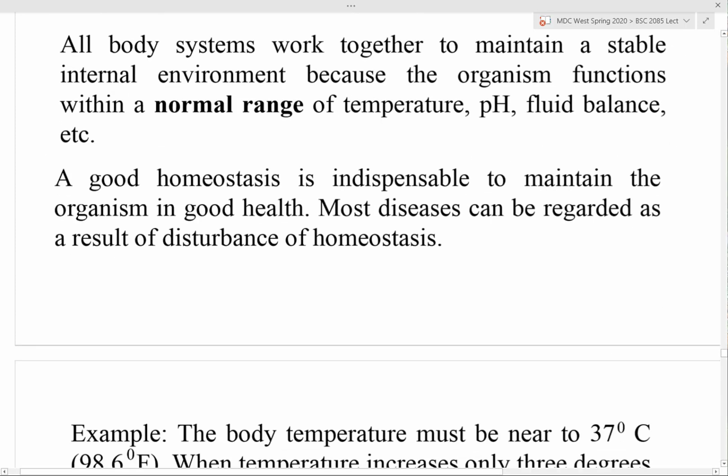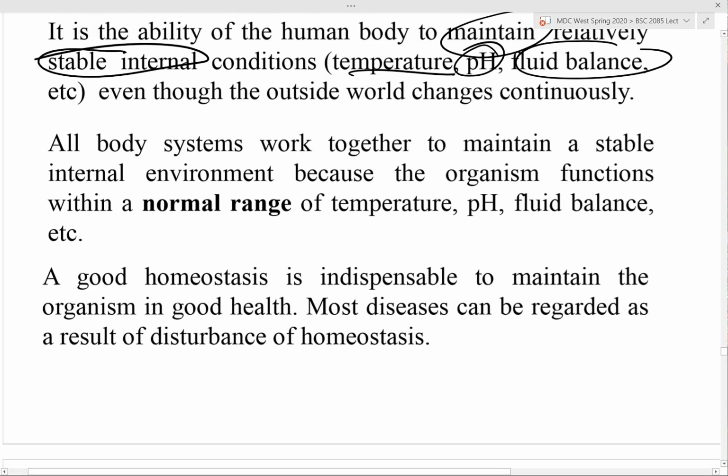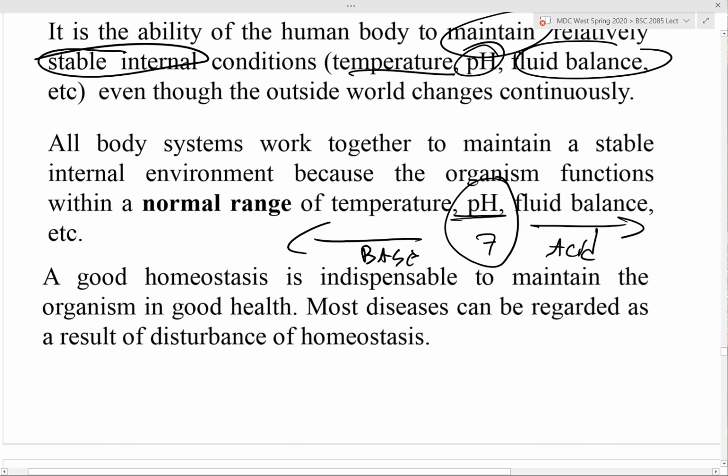All right. So pH, what is the normal pH of your body? 7. 7 is the pH of your body. It's actually 7.35 to 7.45, but we're going to talk about that later. So pH has a middle ground. Anything above 7, anything greater than 7, is what? A base. Anything lower than 7 is an acid.